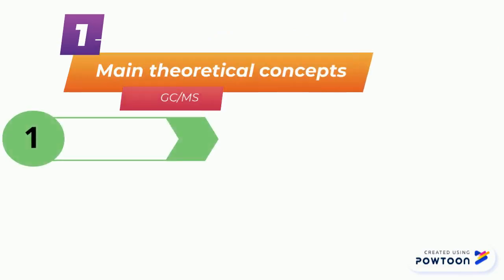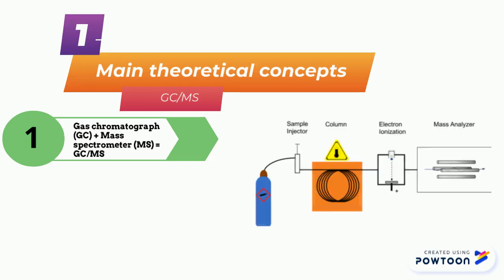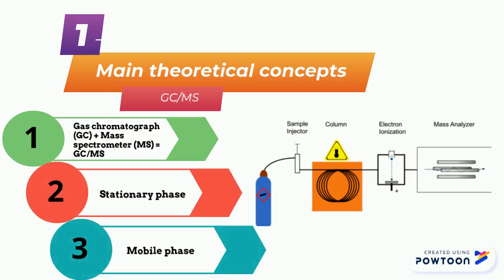Gas chromatography and mass spectrometry is an instrumental technique that involves a gas chromatograph coupled to a mass spectrometer, allowing to separate, identify, and quantify low molecular weight, volatile, and thermally stable compounds in an organic mixture. This technique is basically composed of a stationary phase and a mobile phase.